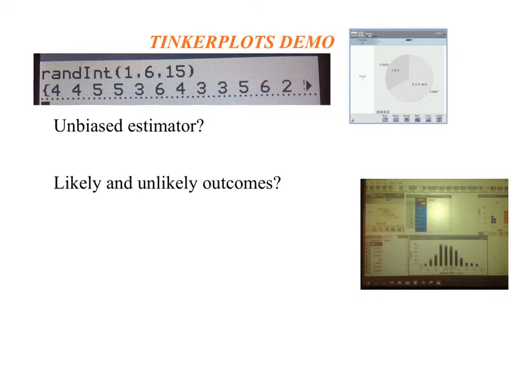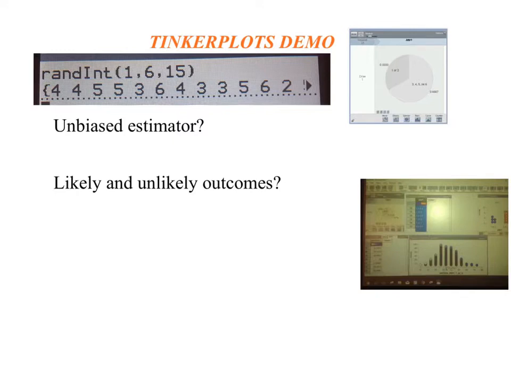So, another demonstration. I asked my students to do a quick roll of the dice 15 times and count how many ones and twos they got. Okay, so we were trying to estimate, and of course we know the answer. You should get 0.3 repeating. That should be how many ones and twos you get.